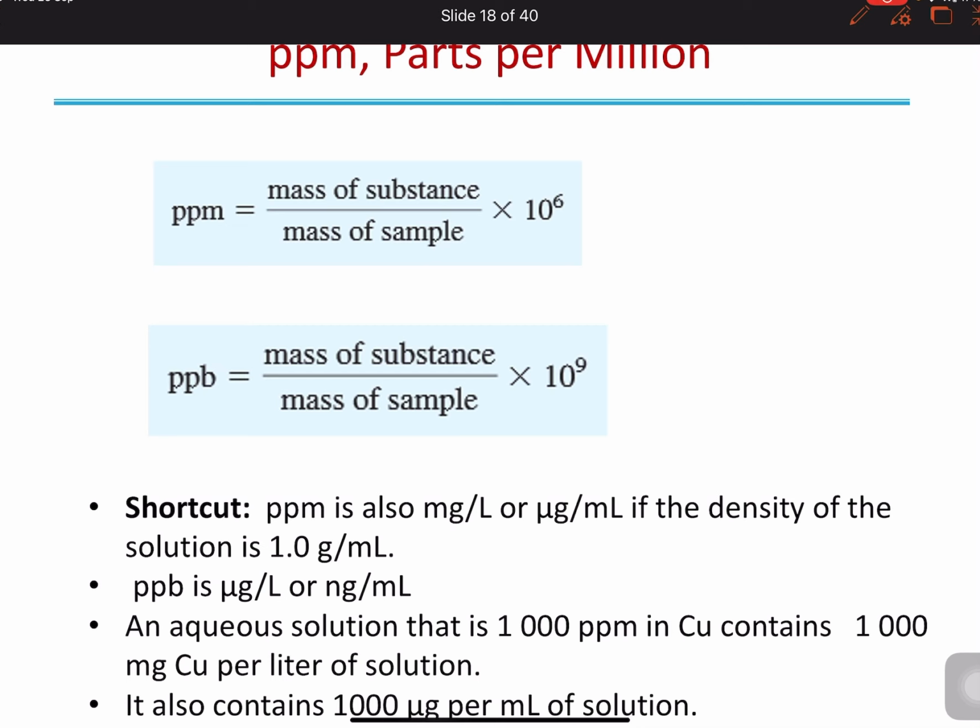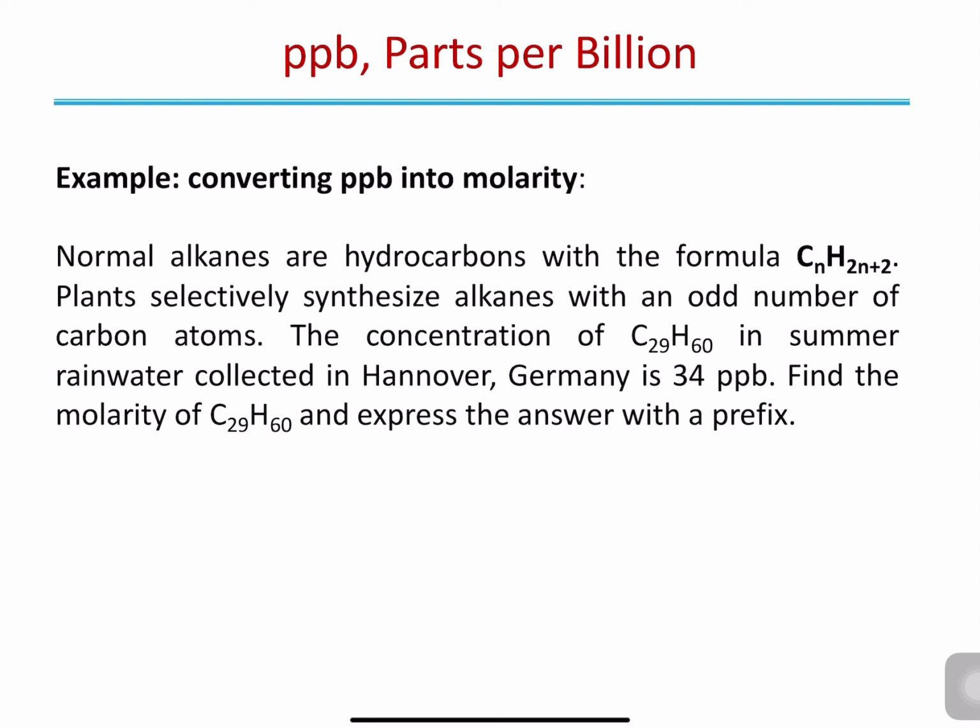I hope you understand why part per million is milligram per liter, because basically 1 liter is 1000 grams, and 1 milligram per liter means 1 part per million parts of the solution. Okay. So let's see an example to see how we can convert a concentration from part per billion or part per million into molarity.